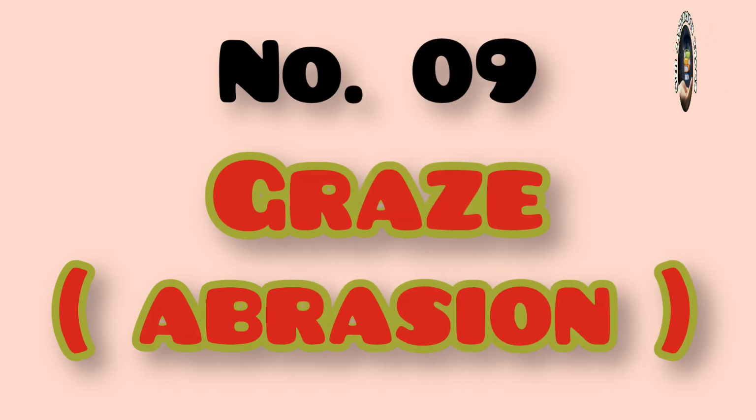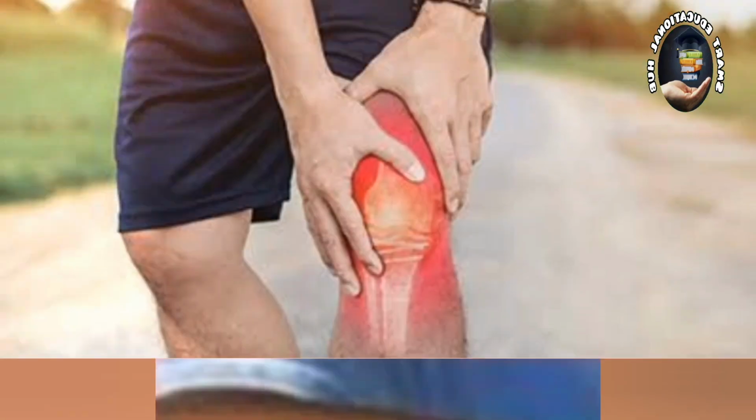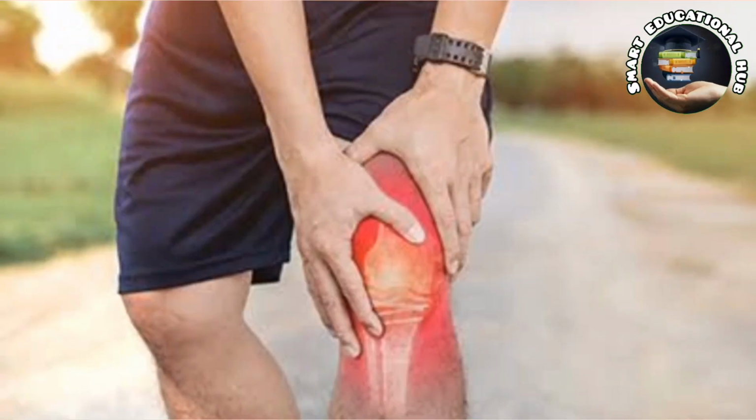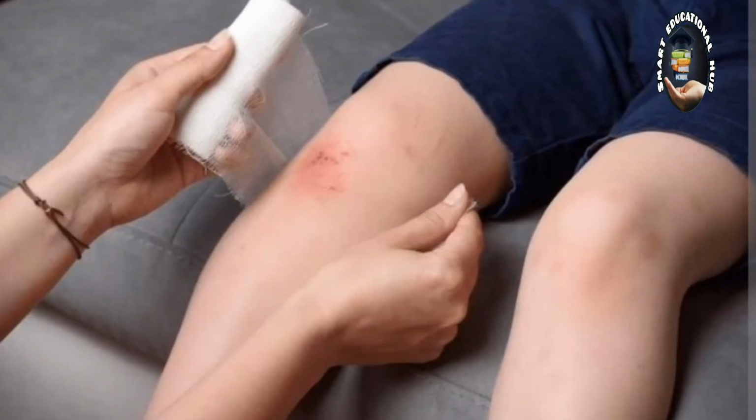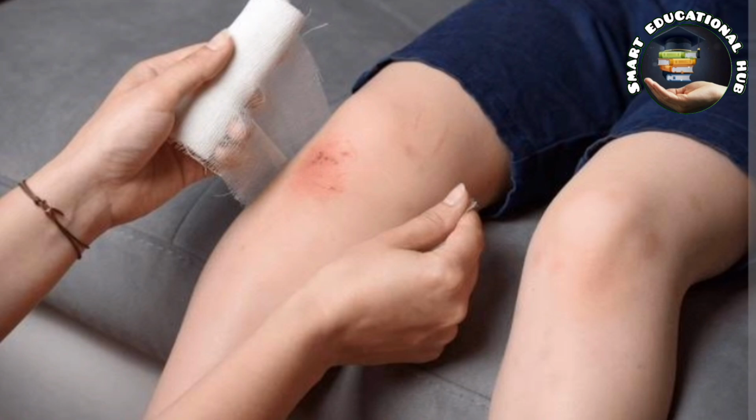Number 9, graze, abrasion. A graze is a minor injury where the top layer of the skin gets scraped off, usually by rubbing against a rough surface like the ground or a wall. It doesn't go deep into the skin, but it can be painful and may bleed a little. Even though a graze is not serious, it should be cleaned properly to remove any dirt and to prevent infections.